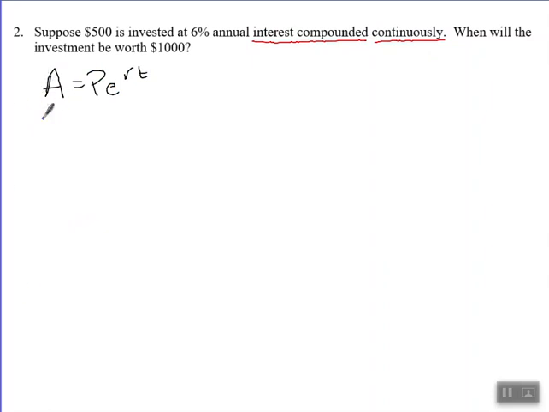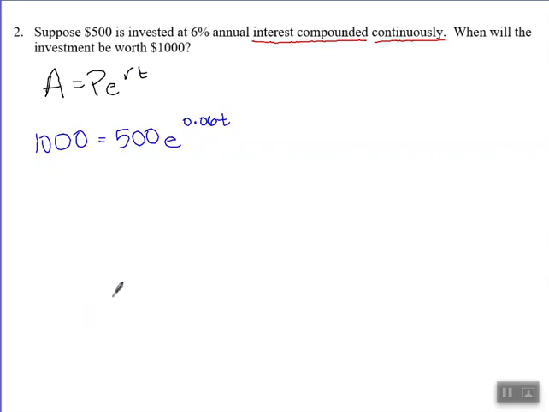A is the new amount or the final amount of money, which in this case will be $1,000. P is the principal, or what we start with, which is 500. E is the number e. R is the rate, which is 0.06, and we're trying to solve for t.